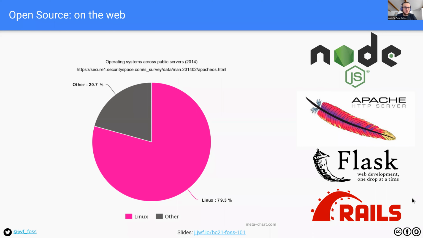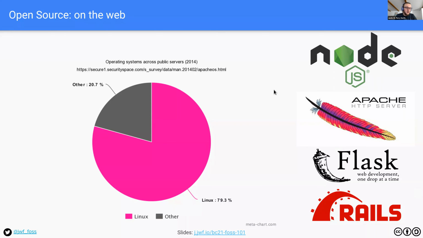So this is showing just from 2014, a little bit dated here, but still pretty interesting to look back at the operating systems that were used and measured across public internet servers. So it found that about 79.3, 80% of all public internet servers were using a free and open source operating system called Linux. And Linux, in turn, was running open source software like the Apache HTTPD web server and these other tools that we use to serve and deliver web content in the browser.